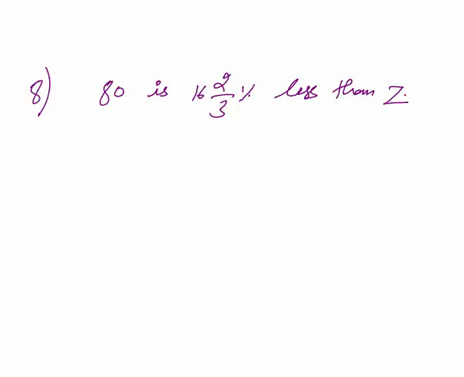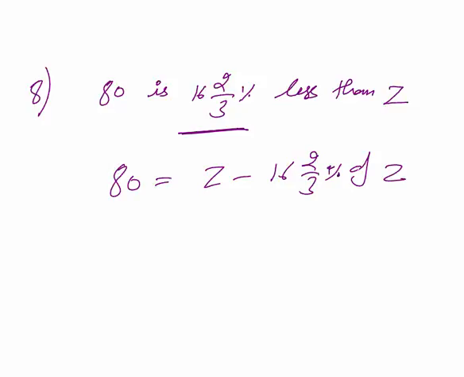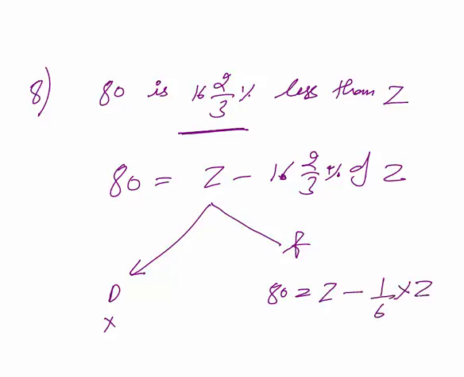Now the last question for this lesson is 80 is 16/3% less than z. Again, better to use the fraction method because this is a complicated fraction. 80 is equal to z minus 16/3% of z. No use of using the decimal method, because 100% of z minus 16/3% of z would be difficult to calculate. So the decimal method will be a bit difficult. So the fraction method would be easy. 80 is equal to z minus, what is this? 16/3%. This is 1/6 of z.